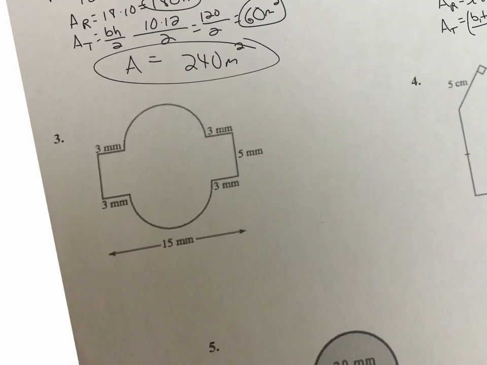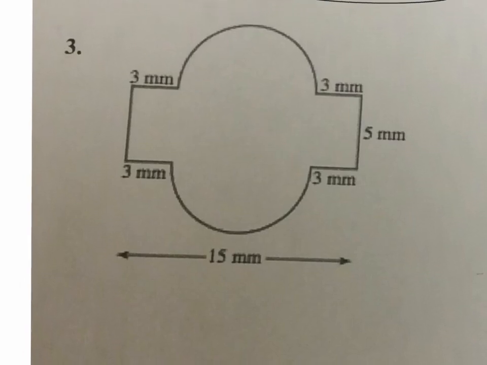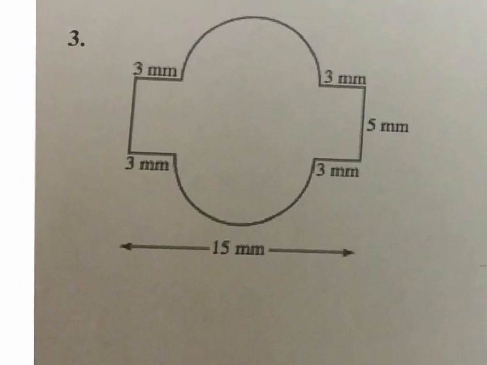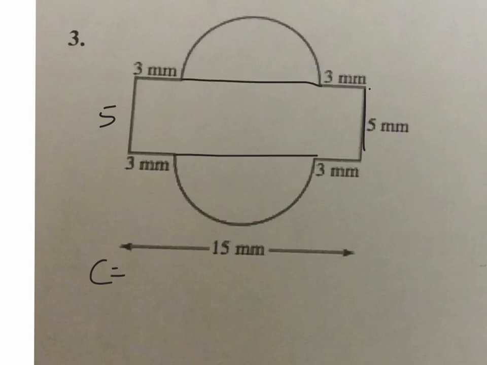Okay, number 3. So now we have to find the perimeter. We have this side is 5, so this side has to be 5. This is 3, this is 3, this is 3, this is 3. But we have to go ahead and find this length here. So to find the length of a circle, you're going to find the circumference. And this is technically half a circle, but if you look, here's half the circle, here's half the circle. They're the same circle. If you put them two together, that would make a full circle.